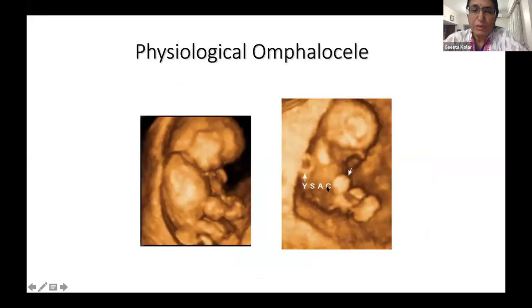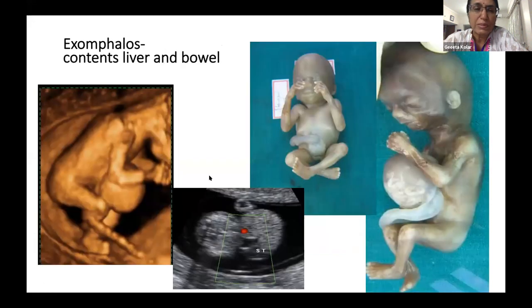Coming to omphalocele, if you try to pick up omphalocele before 11 weeks, you will be overdiagnosing, because there is something called a physiological omphalocele when the fetus is less than 45 millimeters. There is protrusion of the midgut outside of the abdominal wall, and this forms the physiological omphalocele. So we should not try to diagnose this before 11 weeks, because this is very, very physiological. As the fetus grows, this midgut undergoes rotation and it becomes an intra-abdominal structure. But if it's more than 7 millimeters, or if there is liver as contents, you know that you're dealing with a pathological omphalocele and not a physiological omphalocele.